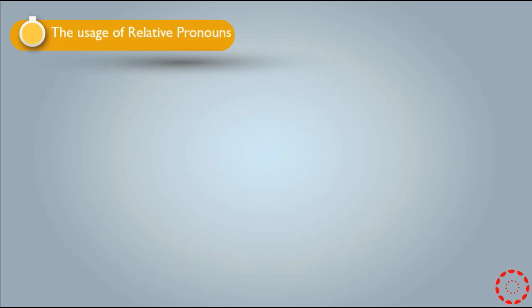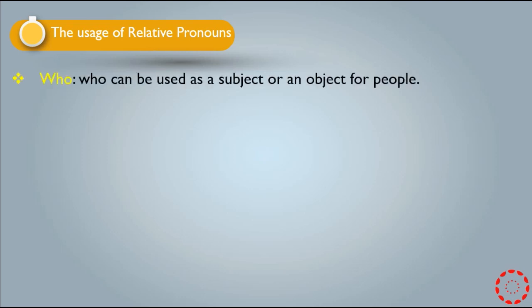The usage of relative pronouns. Let us see what the usage of relative pronouns is. Who can be used as a subject or an object for people. It means we can use who in 2 cases: either it is a subject or it is an object. We use who just for people. So we have 2 cases, subject and object.